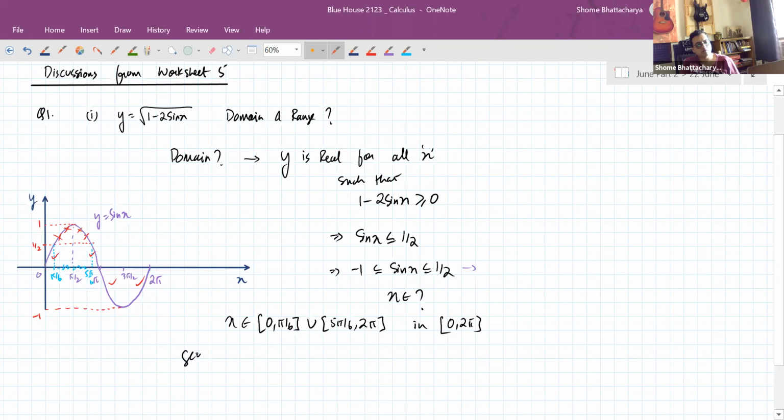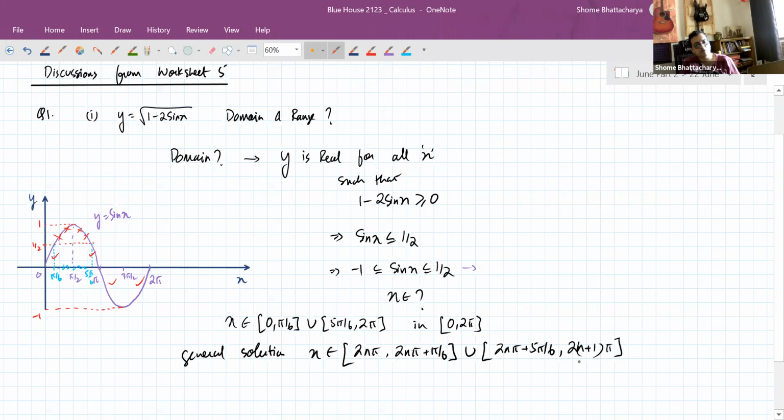Okay, so the general solution will become that x belongs to 2n pi to 2n pi plus pi by 6, union with 2n pi plus 5 pi by 6 to (2n+1) pi, where n is equal to 0, plus minus 1. So this is the domain.